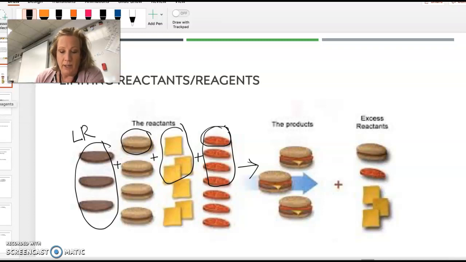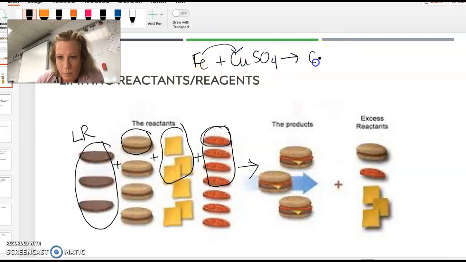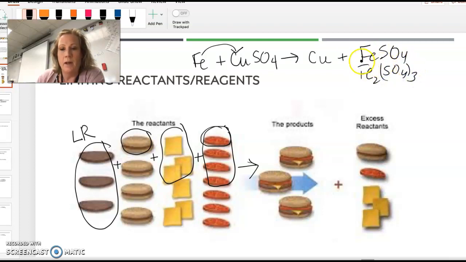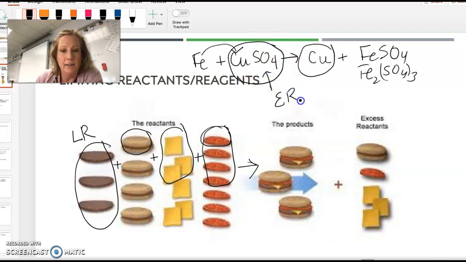The other thing I want you to do is think about the lab that we just did. In the lab that we just did, remember we took iron and copper sulfate, and then it was a single replacement. We made copper, and then it was either FeSO4 or Fe2(SO4)3. The point is, though, when you isolated your copper, you did the decanting, you were pouring off excess blue. So this was my excess reactant.